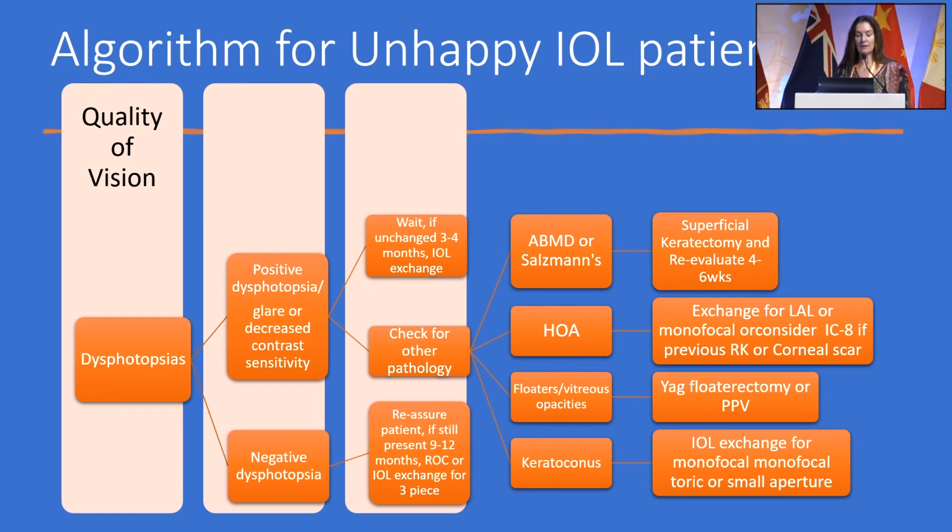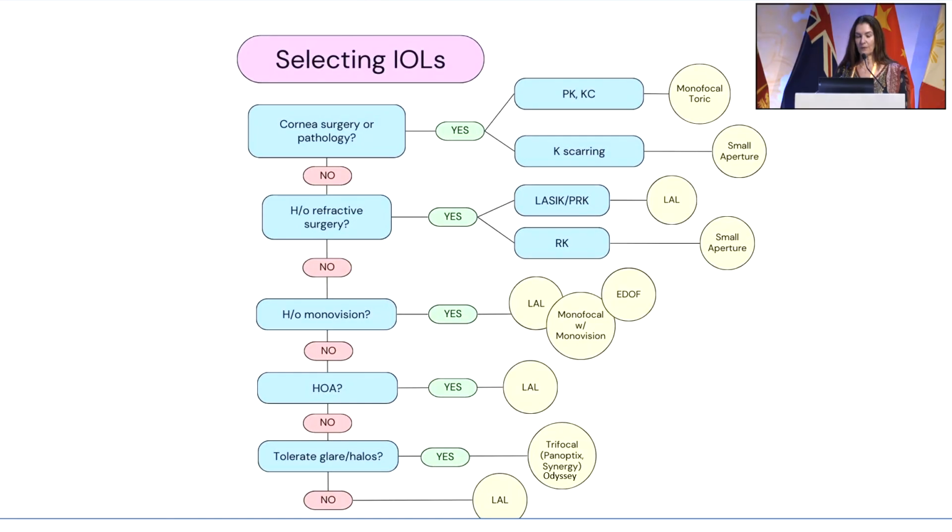If that's not changed, then exchange, and also check for other pathology. There could be unrecognized anterior basement membrane dystrophy. I see this on a fairly regular basis. Don't forget about floaters or vitreous opacities. A YAG floaterectomy or pars plana vitrectomy can also be very helpful here. And for keratoconics, an IOL exchange for either a monofocal, toric, or small aperture lens can also be helpful for you.